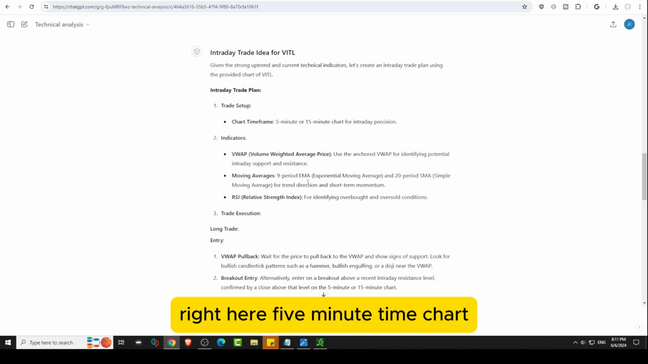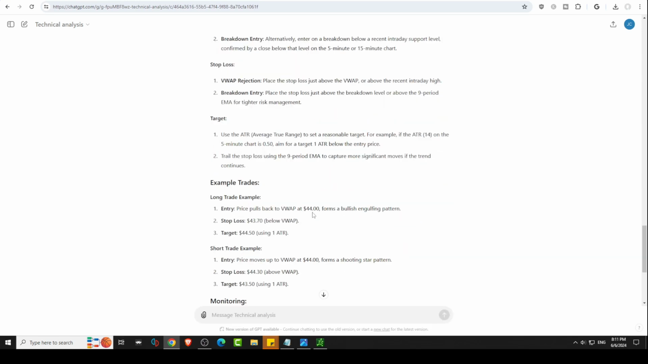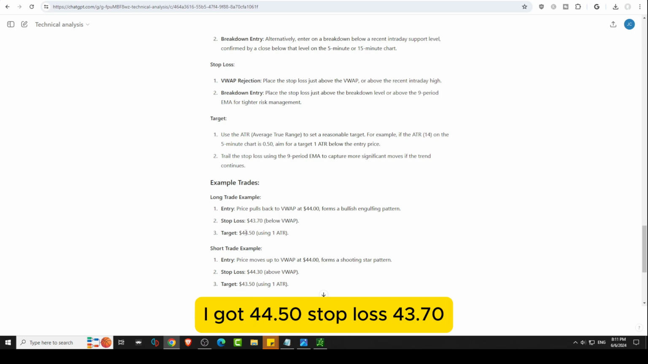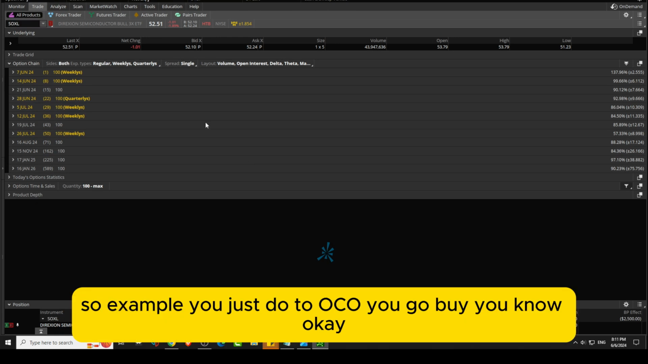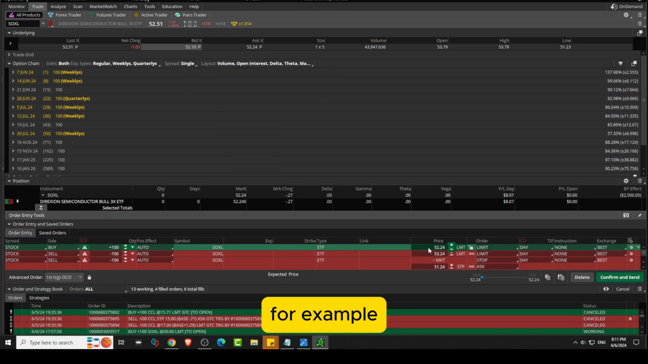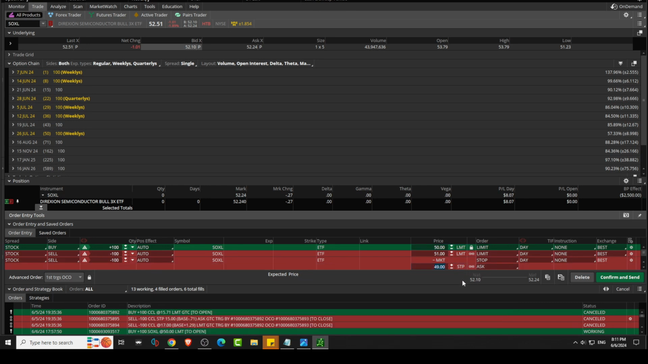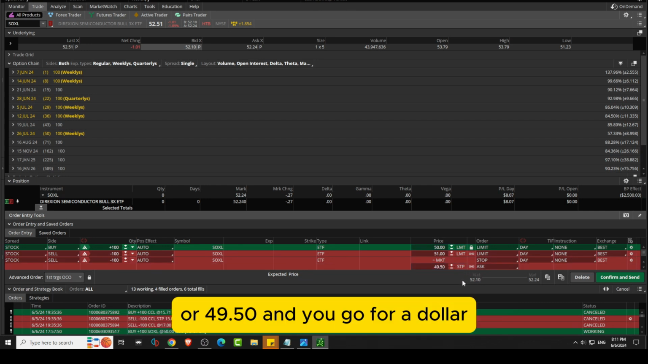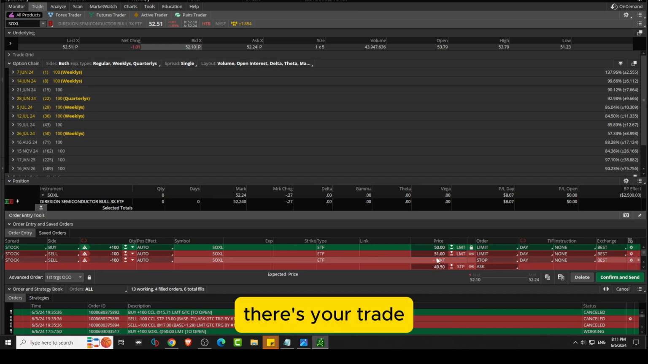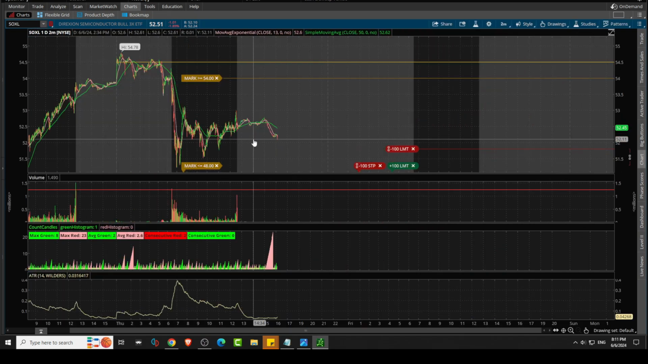Right here, 5-minute time chart. It says right here, target entry pulls back to 44. Got 4450. Stop loss 4330, 70. That was on point. So example, you just do the OCO. You go buy. You go okay. For example, I'm getting at 50, and I'll tell you to stop out at 4950, and you go for $1. There's your trade.